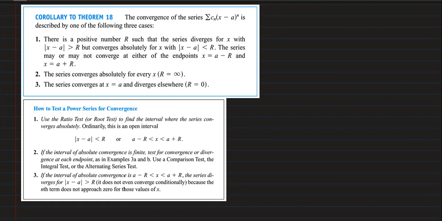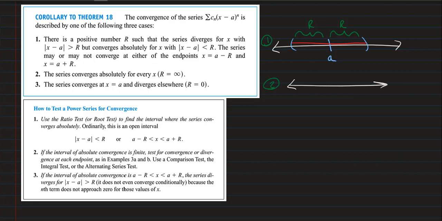So in plain English, what that means is you're going to have a radius of convergence that's going to be a finite number, infinity, or 0. This would be a graph that represents this first case. If we have a series that's centered at a, then there's going to be a range of values where this series will converge that goes from a minus r to a plus r. So here we would say our interval of convergence would go from a minus r to a plus r.